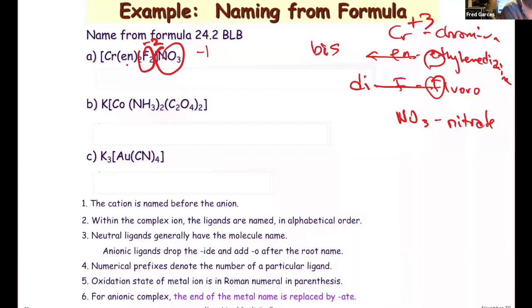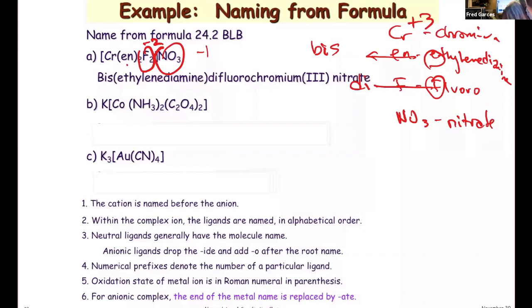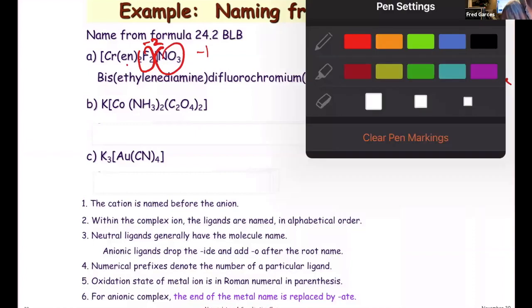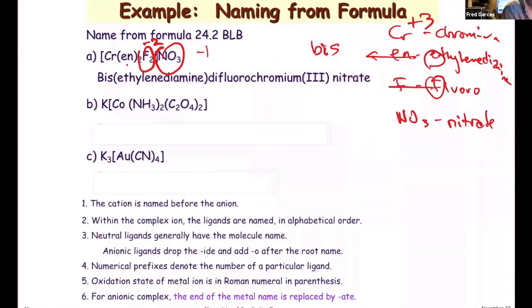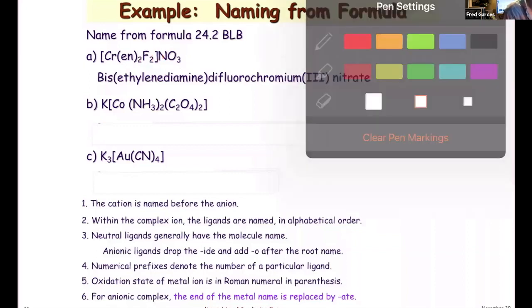The name will be bis(ethylene diamine)difluorochromium(III) nitrate. That's the way we would name this right here. Okay, break it down to its parts and then put it together based on the rules that are given. Okay, that's what you need to do. You need to break it down to its parts using what you know on that formula and then put it together.